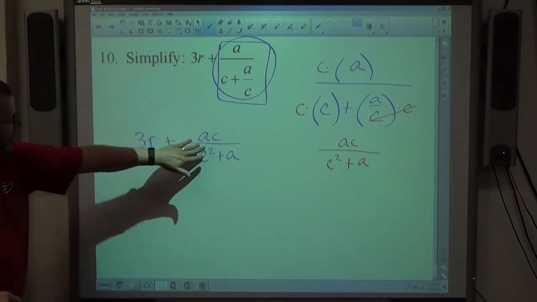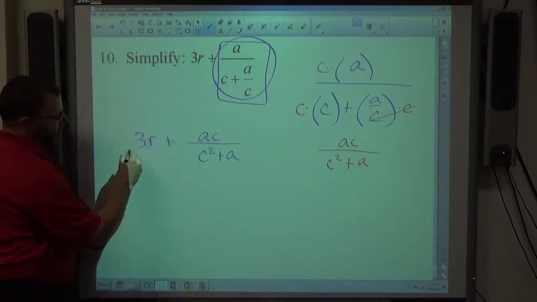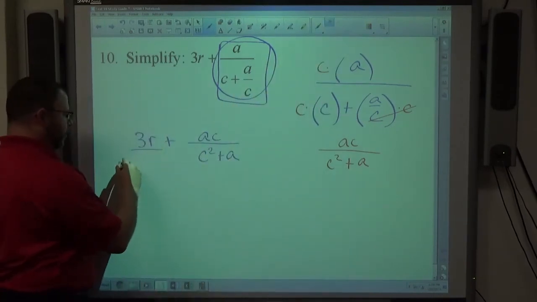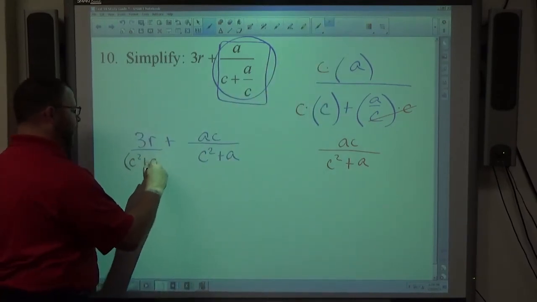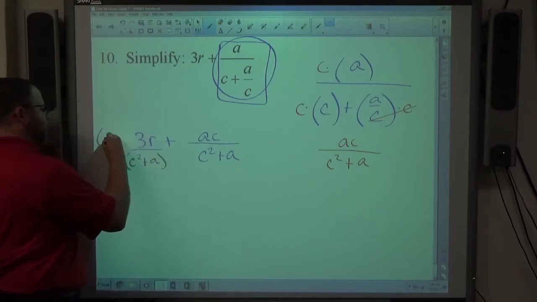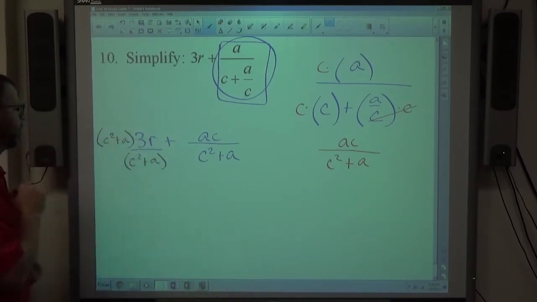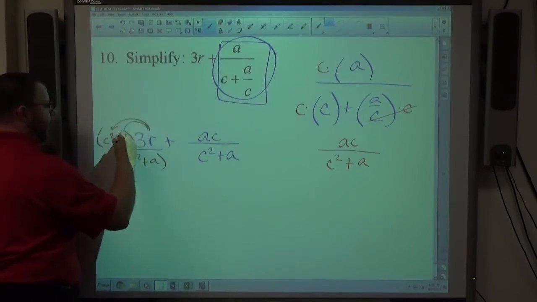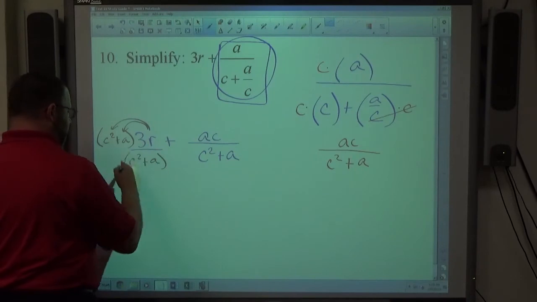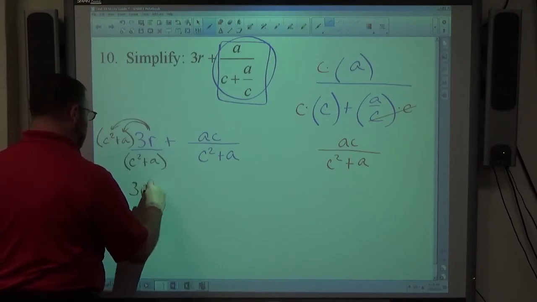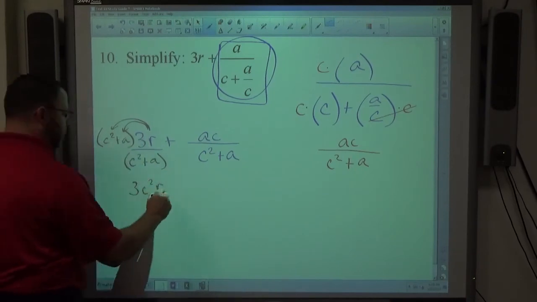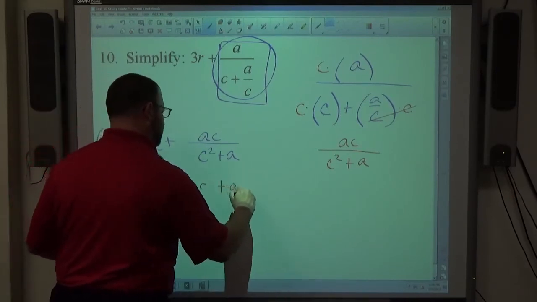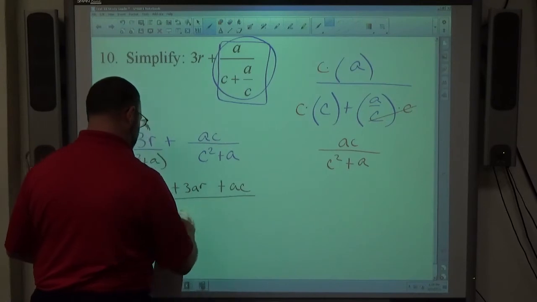At this point, that's a fraction. This is a whole number structure. So basically all I need to do is get this denominator on this fraction. So that requires me to put a c squared plus a in the denominator. And to do that, I have to put a c squared plus a in the numerator. And just like the last problem, I've got some distributive property happening over here, so I need to do that. 3r times c squared makes 3c squared r. 3r times a makes plus 3ar. And then plus ac. All that goes over c squared plus a.